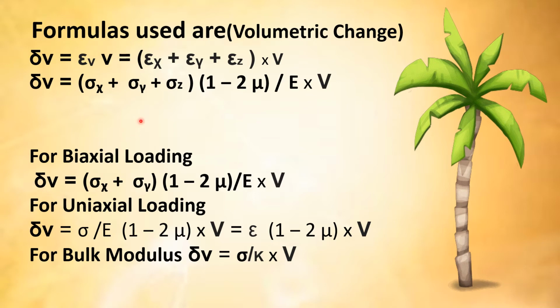For biaxial loading, sigma z will become 0 and the formula for change in volume will be (sigma x plus sigma y) into (1 minus 2 mu) divided by E into V. For uniaxial loading, delta V is equal to sigma divided by E into (1 minus 2 mu) into V, or if sigma upon E is written as epsilon, then it is epsilon into (1 minus 2 mu) into V. For bulk modulus, delta V is equal to sigma divided by K into V. Sigma divided by K is epsilon V. If you multiply by volume, it gives us the delta V. So these are the formulas which we'll be using to calculate the volumetric change, delta V.